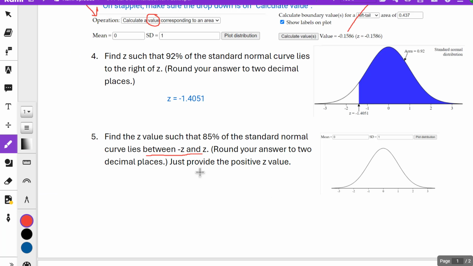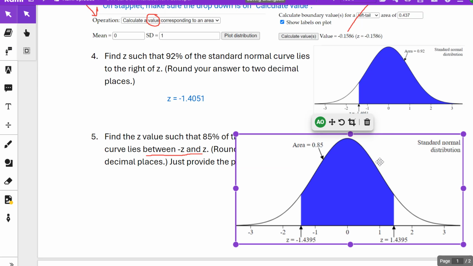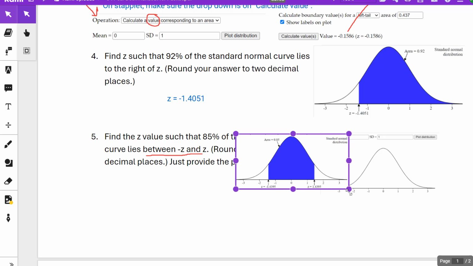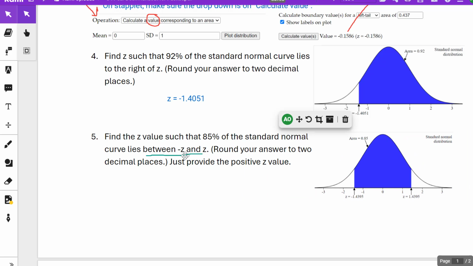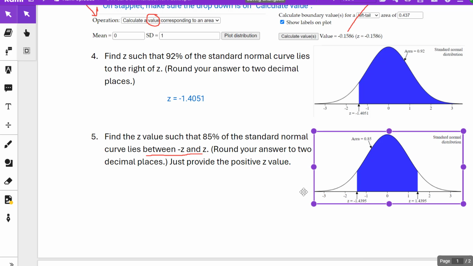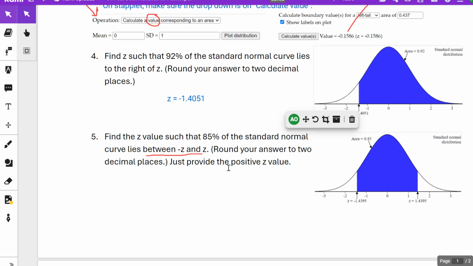Now, on WebAssign here, you could give me different values and it's not that big a deal. WebAssign is looking for a particular number, so typically if it's on a quiz or something, I'll probably want the positive value. All right, we want the positive value. Why? Because they asked for Z. Find Z. They didn't ask you to find negative Z. They asked you to find Z.